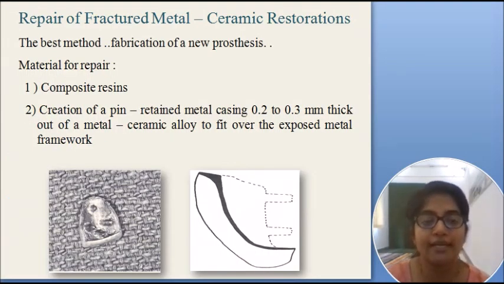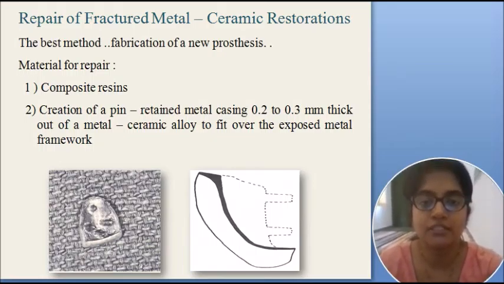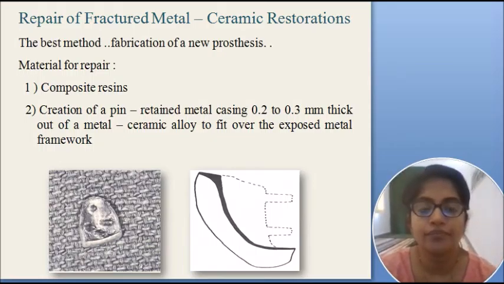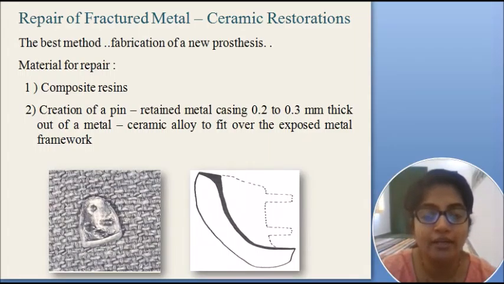Now coming to the next aspect, that is repair of the fractured metal ceramic restorations. The best method is to fabricate a new prosthesis. If at all you want to repair, you can repair with composite resins. You can also create a pin retained metal casting 0.2 to 0.3 mm thick out of metal ceramic alloy to fit over the existing metal framework. This patchwork can also be done casted and then cemented.